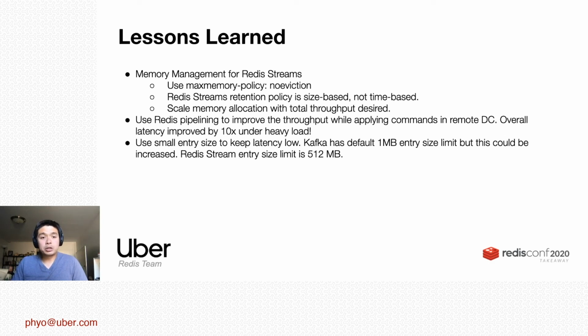Another lesson learned is that we can achieve much higher throughput by pipelining the Redis writes in the stream consumer service. Instead of writing one command per request response, we send multiple commands in a single request, so that it's a single I/O event on the Redis server side to read all the commands. With this approach, we were able to improve the latency by about 10x under heavy load. And Redis Stream allows a fairly large entry size. However, we recommend using smaller entry sizes to keep the latency low.